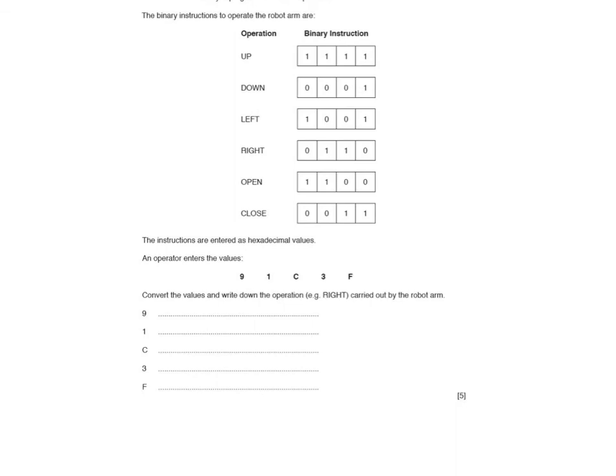Good problem solving one here again. Right carried out by a robotic arm, so we've got 9, so we need to figure out that as binary, so it's 1, 0, 0, 1. Looking at that, if we then find that, it's left. And then we just do the same for the other ones. 1 should be easy, there we go, it's down.